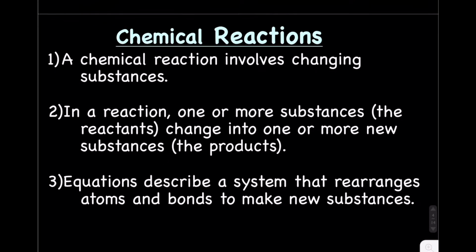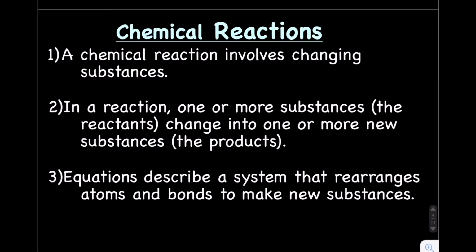All right, here we go. Let's do a quick review on chemical reactions because chemical reactions are essential for stoichiometry. So remember that a chemical reaction involves changing substances. You start with one or more substances, which we call the reactants, and they change into one or more new substances called the products. So the reactants' bonds are broken, and then molecules or atoms are rearranged and form new substances called products.